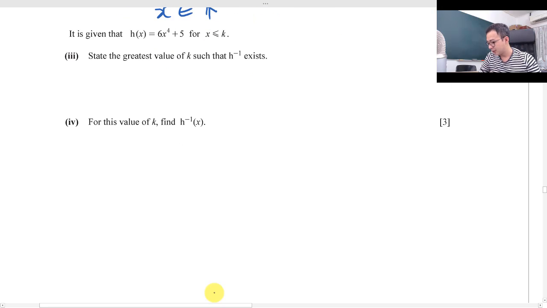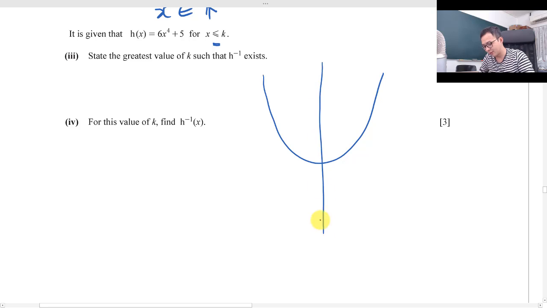So is it given h(x) equals to that one? Okay, this one is a bit hard as well if you do not understand. x is less than k. Okay, the important tip over here is the less than or equals. Because just now I said the graph looks like this, 6x^4 + 5. They touch 5 here.